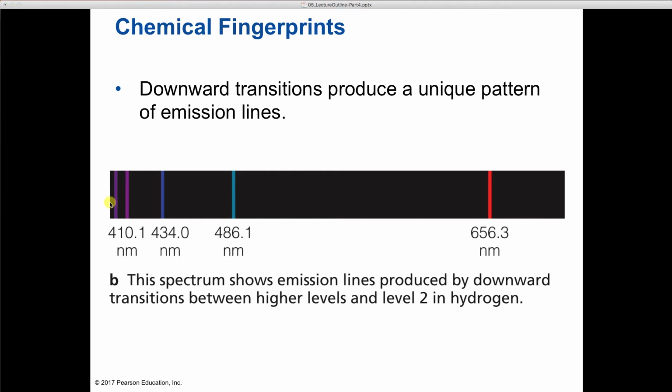There's more over here that just hasn't been displayed, but they get closer and closer and closer in wavelength because the differences in energy get smaller and smaller. So the ones you often talk about are the red one and the bluish green one, because those are the easiest ones to see. They're often the brightest ones. This is sometimes called hydrogen alpha, and this is sometimes called hydrogen beta.